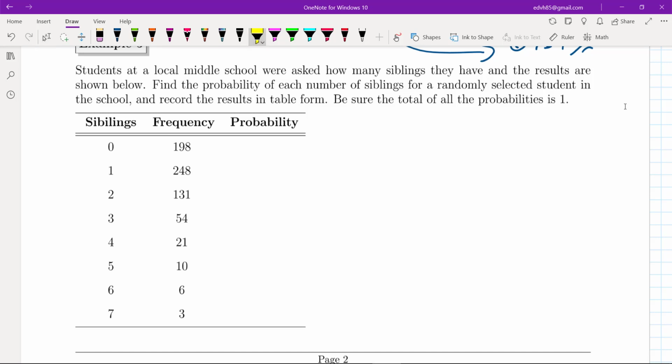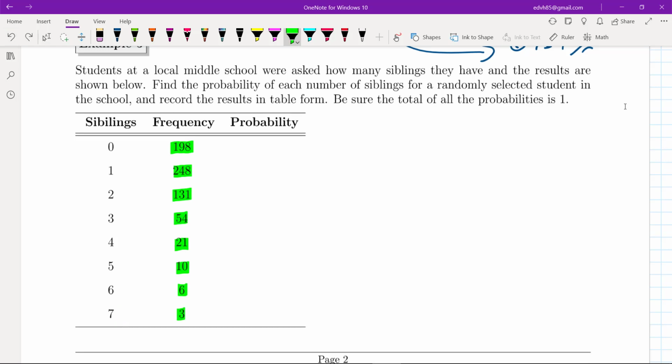What do these frequencies represent? They're surveying the students at the middle school and asking them how many siblings they have. 198 students have 0 siblings. 248 students have 1, 131 have 2, etc. All the way, there are 3 students in the school who have 7 siblings.